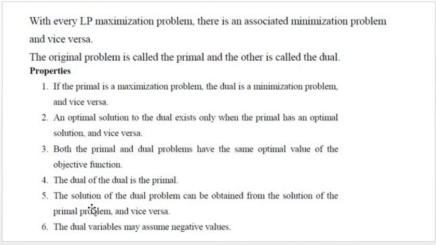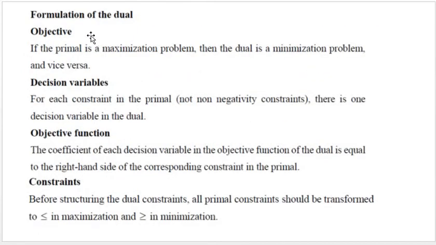Dual of dual is primal. The solution of the dual problem can be obtained from the solution of the primal problem and vice versa. The dual variables may assume negative values. Formulation of the dual. Objective function. If the primal is a maximization problem, then the dual is a minimization problem and vice versa.